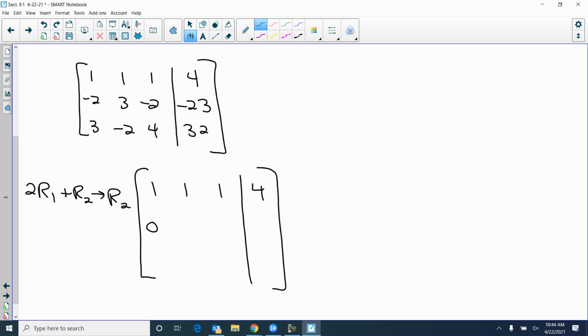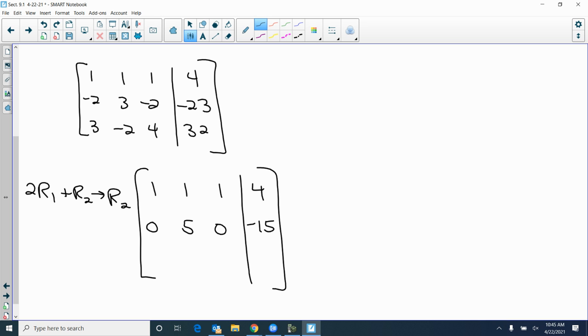2 times 1 is 2 plus 3 is 5. 2 times 1 is 2 plus -2 is 0. 2 times 4 is 8 plus -23, -15.